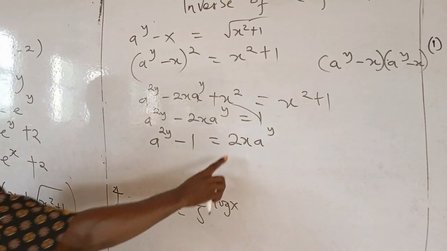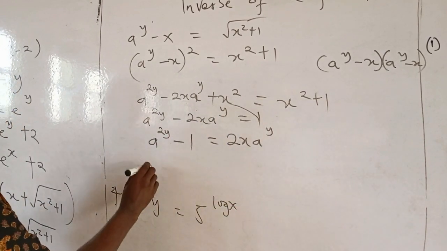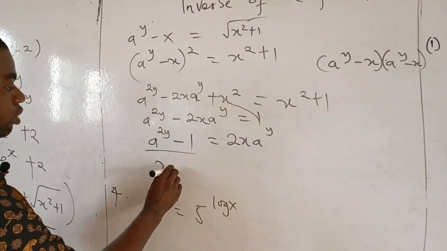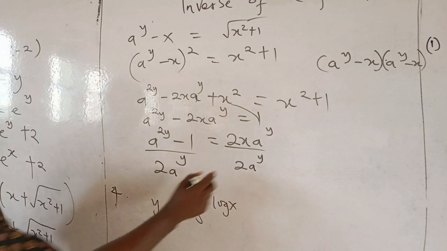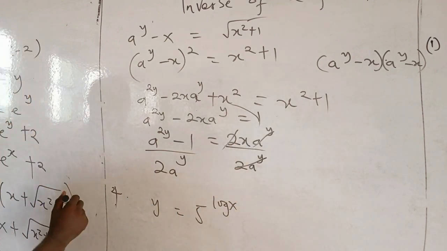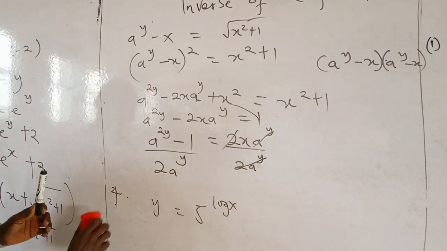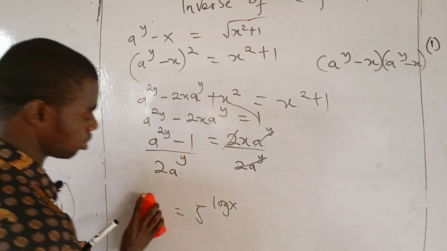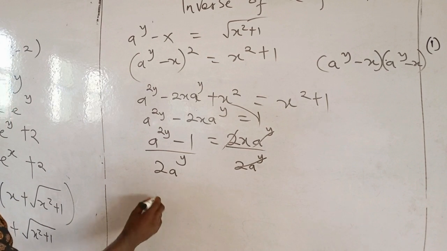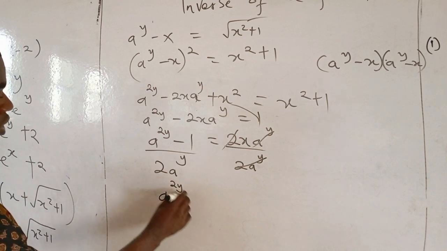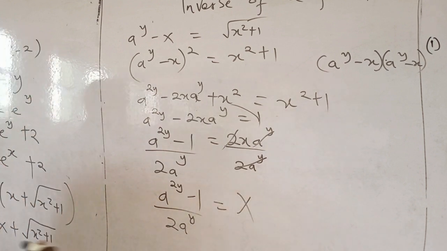And what are the coefficients of x? 2a raised to the power of y. So we divide through by 2a raised to the power of y. And we get this. Right? So this cancels out this. So we are left with a raised to the power of 2y minus 1 over 2 a raised to the power of y is equal to x. And what do we do at this point?